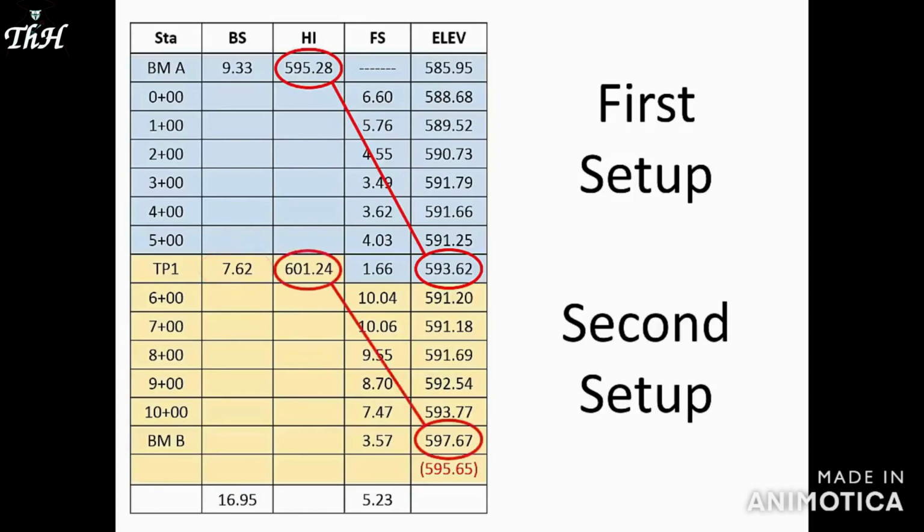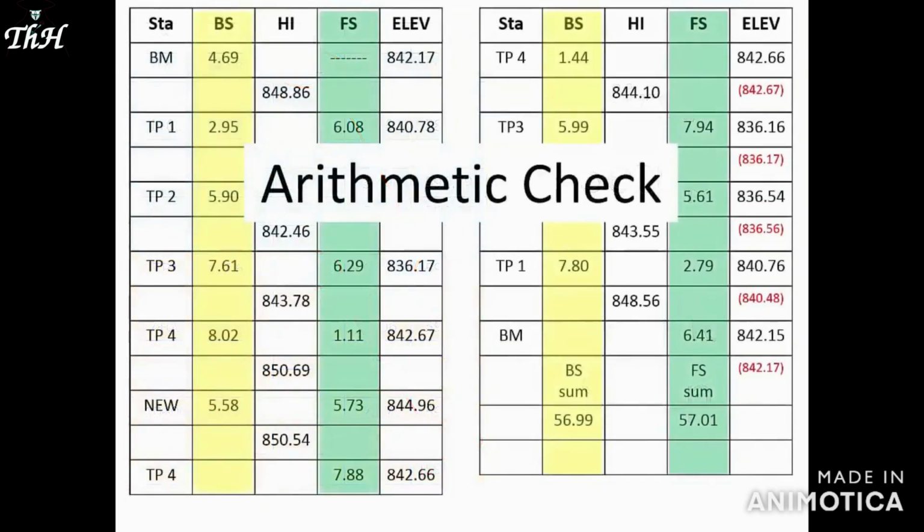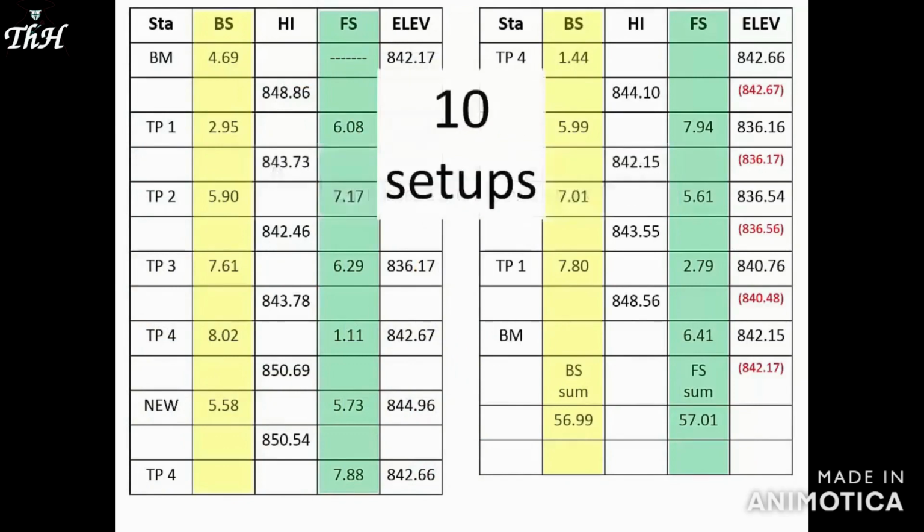The arithmetic check for profile leveling requires careful attention. First, let's review the arithmetic check for the benchmark leveling circuit in the previous video. That circuit had 10 setups. How can we tell that from the notes? Well, simply by counting the number of HIs.